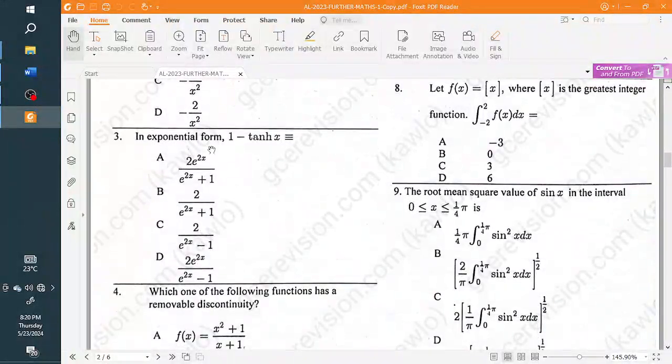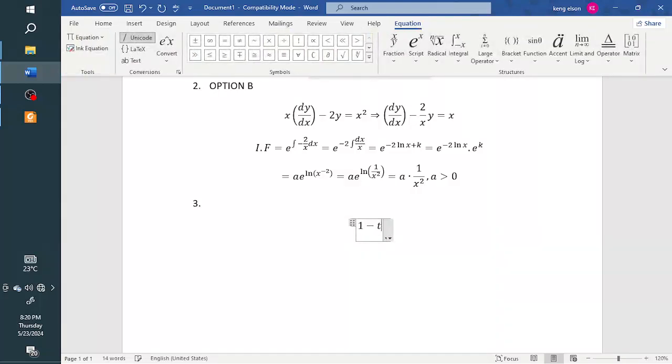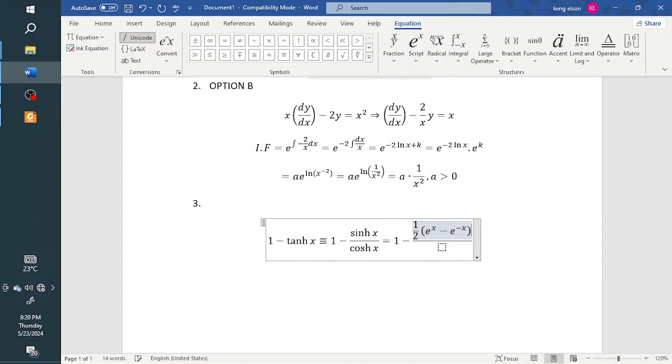In the exponential form, 1 minus tanh x is equivalent to, so 1 minus tanh x, this hyperbolic function is equivalent to 1 minus, now tanh x is sinh x divided by cosh x, so 1 minus, now sinh x is half into e to the x minus e to the negative x, and cosh x is half into e to the x plus e to the negative x.